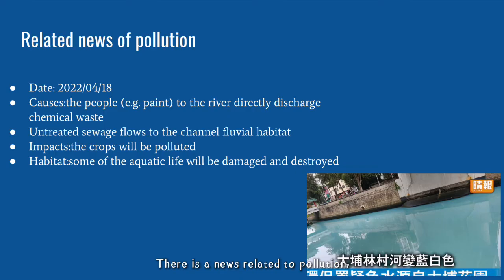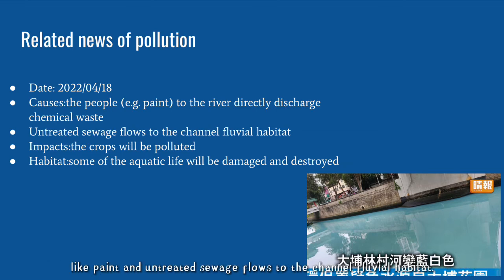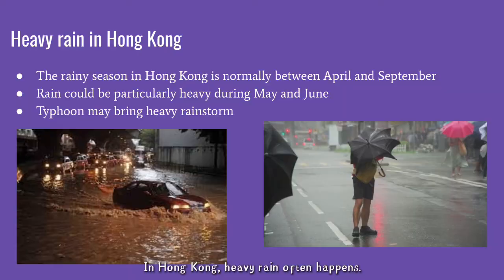There is some news that is related to pollution. On the 18th of April 2020, some residents directly discharged chemical waste to the river, like paint, and untreated sewage flows to the channel fluvial habitat. The crops will be polluted if farmers use the polluted water for irrigation, and some of the aquatic life and habitat will be damaged and destroyed.